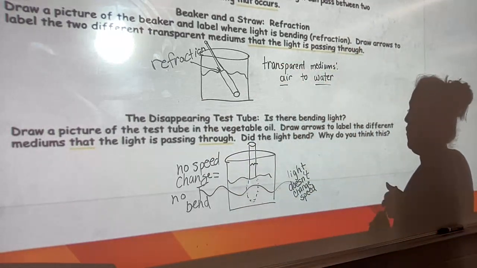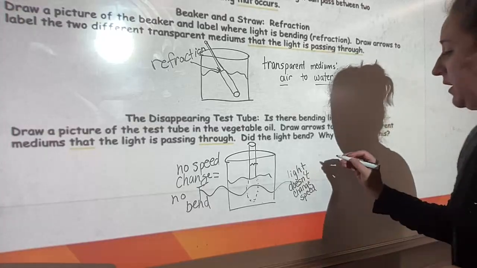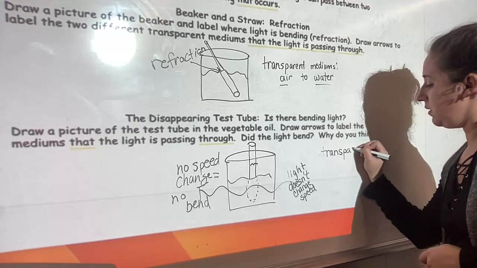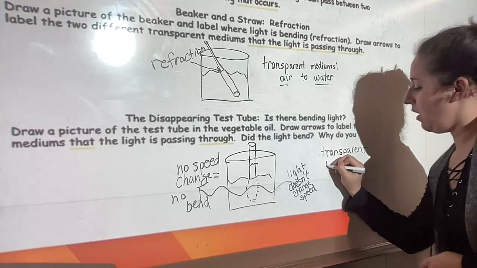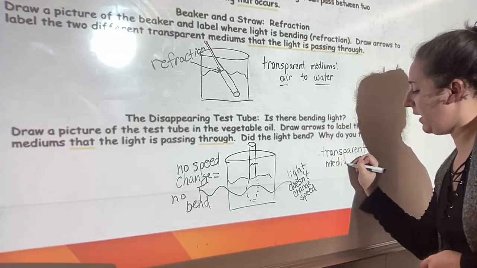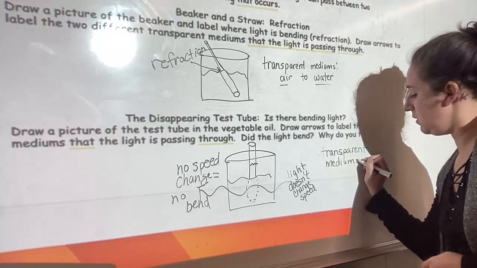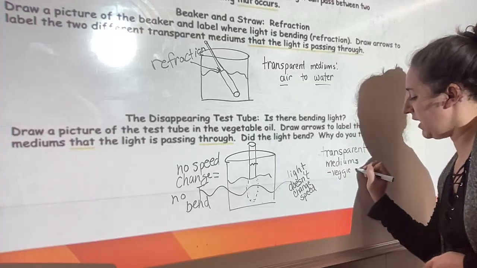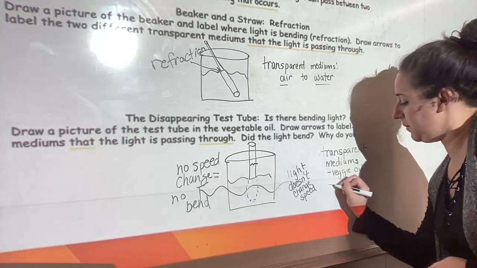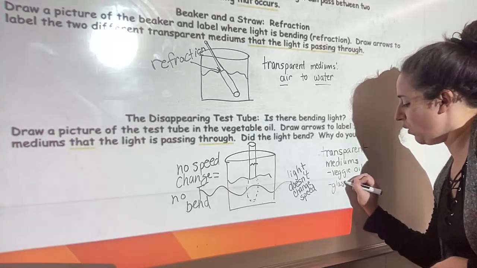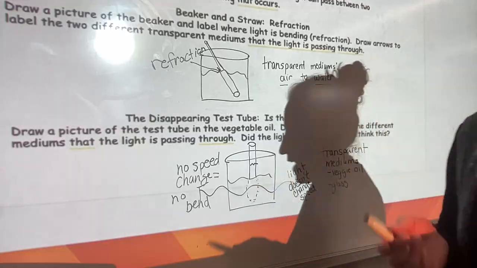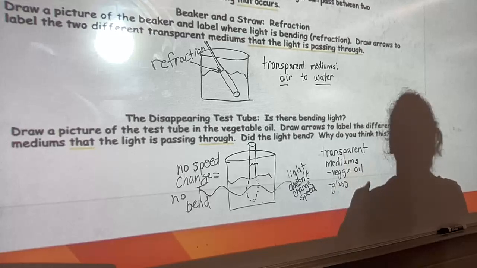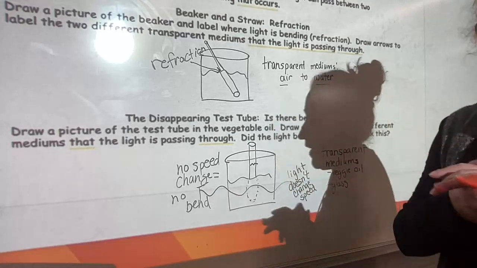So you need two different mediums, and we do have two different mediums here, right? Our transparent mediums, just to be clear, are the vegetable oil and the glass. But if they don't change speeds between those transparent mediums, then there's going to be no refraction. So refraction occurs when there's a change in transparent medium and a change in speed. We have to have both.